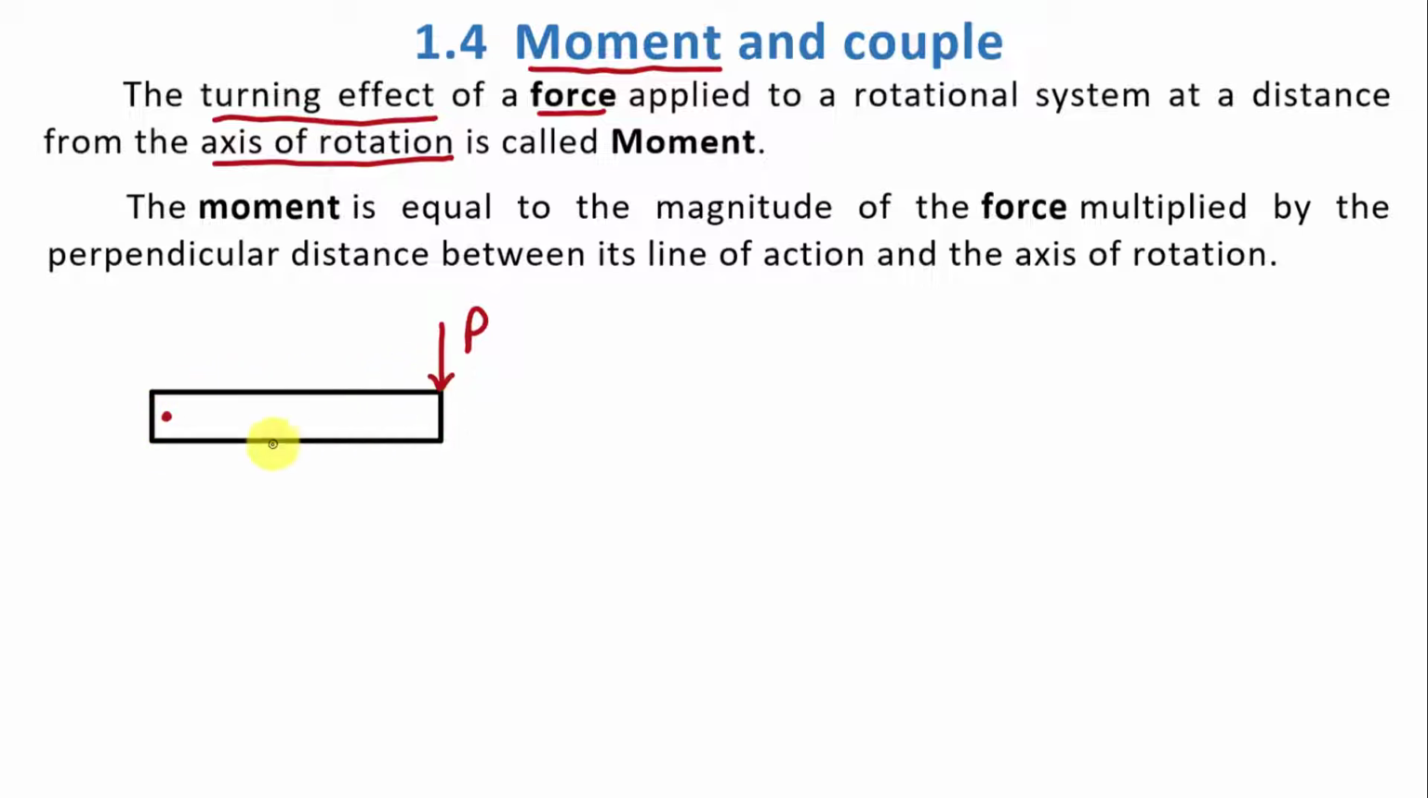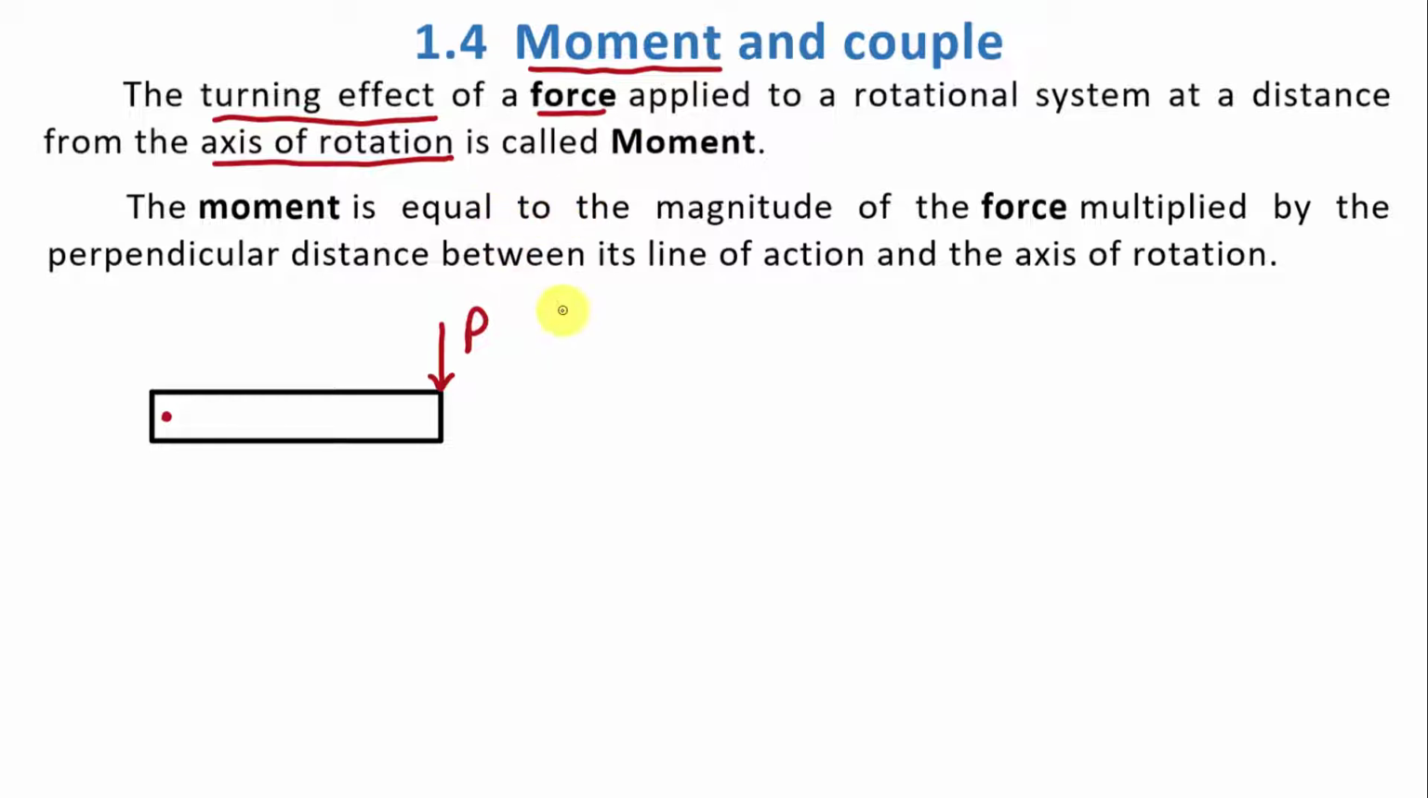If this body is fixed, then there will also be a turning effect by this load P. Now here, where will be the axis of rotation? The axis which is passing through this point and which is perpendicular to the screen is called as axis of rotation, because this body is going to be rotated about this axis of rotation. So that turning effect by this force is called as moment.